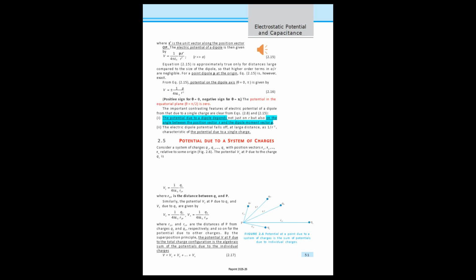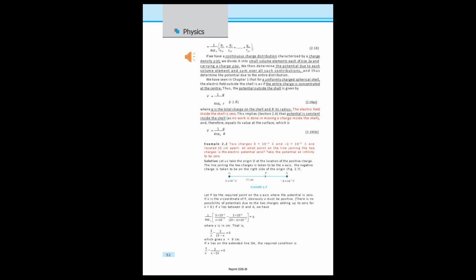By the superposition principle, the potential V at P due to the total charge configuration is the algebraic sum of the potentials due to the individual charges. V equals V1 plus V2 plus ... plus Vn. The potential V at P is given by the following equation 2.18. If we have a continuous charge distribution characterized by a charge density ρ(r), we divide it into small volume elements each of size delta V and carrying a charge ρ delta V. We then determine the potential due to each volume element and sum over all such contributions, and thus determine the potential due to the entire distribution.